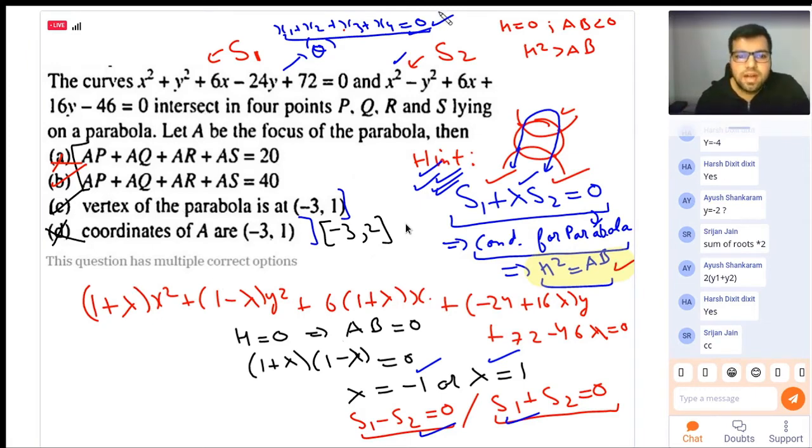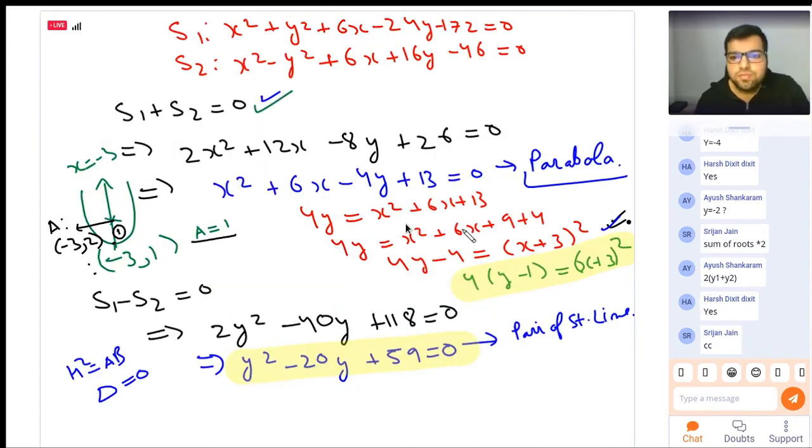I took S1 plus lambda S2 equals 0. For h square to be equal to ab, I got two values, lambda equal to 1 and lambda equal to -1. So basically S1 plus S2 equals 0 or S1 minus S2 equals 0. In the next slide, I solved them. First I found S1 plus S2 equals 0. When I solved it, I got the equation of the required parabola. And when I solved S1 minus S2 equals 0, I got a pair of straight lines.